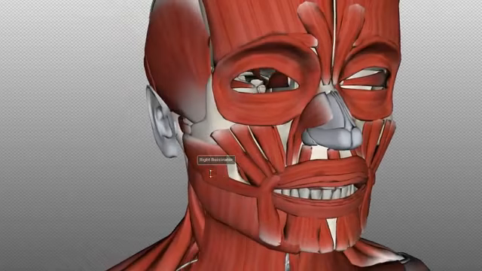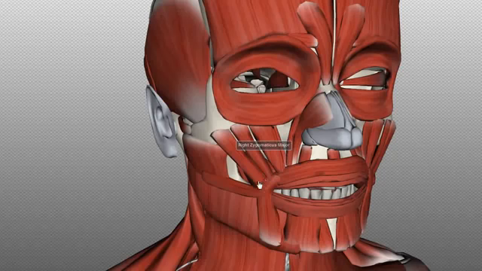So moving superiorly, we've got the zygomaticus major. And again, looking at the point of insertion, you can see that when this muscle contracts, it will draw the corner of the mouth in an upward and lateral direction. And just adjacent to the zygomaticus major, you've got the zygomaticus minor. This muscle inserts onto the upper corner of the mouth, and it draws the lip upwards.